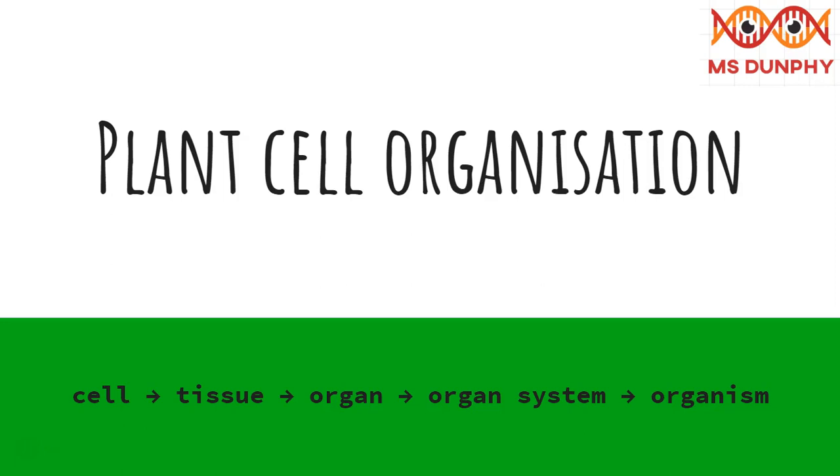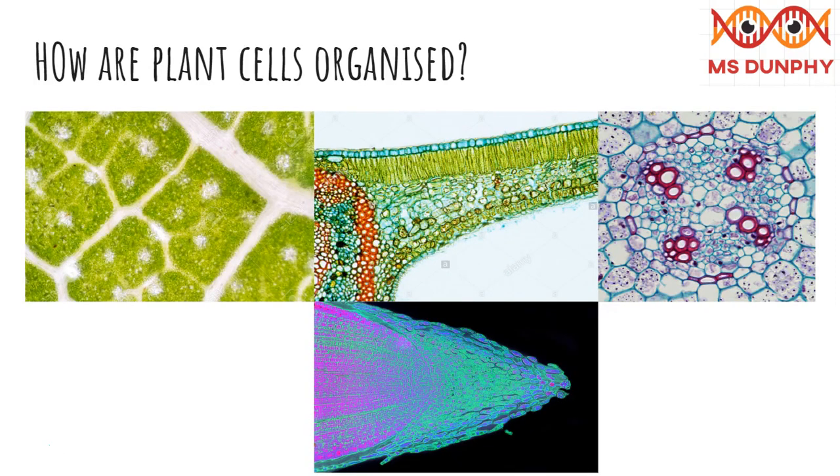For example, transporting substances around the plant. Plant organs are made of tissues. Here are some examples. Epidermal tissue. This covers the whole plant. Palisade mesophyll tissue. This is the part of the leaf where most photosynthesis happens. Underneath is the spongy mesophyll tissue. This is also in the leaf and contains big air spaces to allow gases to diffuse in and out of the cells.